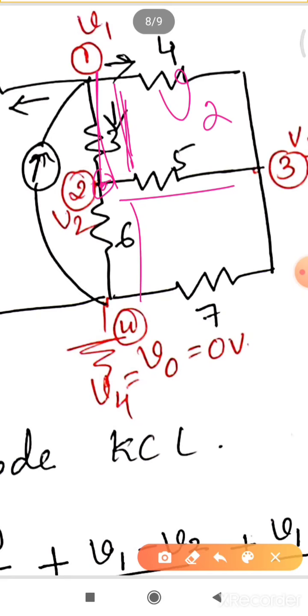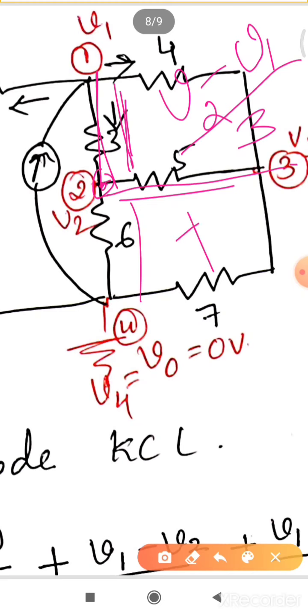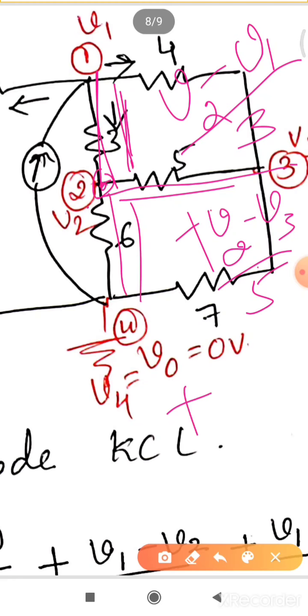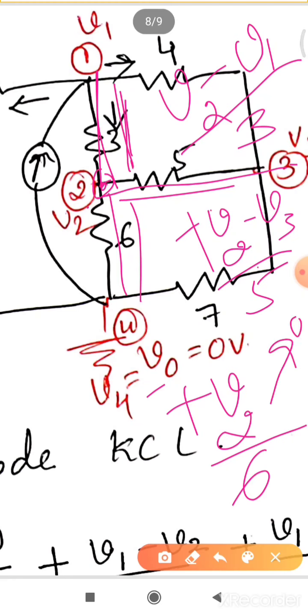First we'll take this, that is V2 minus V1 divided by 3. This is the first factor, plus the second factor is 5 ohm. It is connected between V2 and V3. So V2 minus V3 divided by 5. So this is the second factor. The third factor is this one, that is the 6 ohm resistance. It is connected between V2 and V0. So it is V2 minus V0 divided by 6 ohm. Anyhow, V0 will be 0.